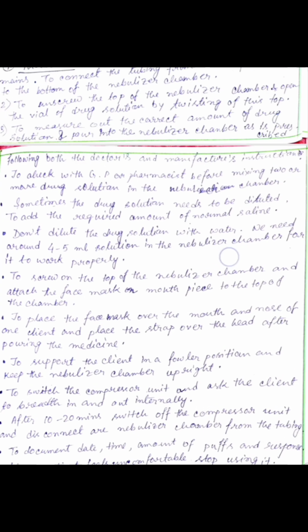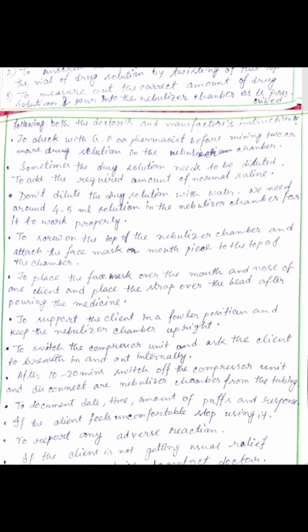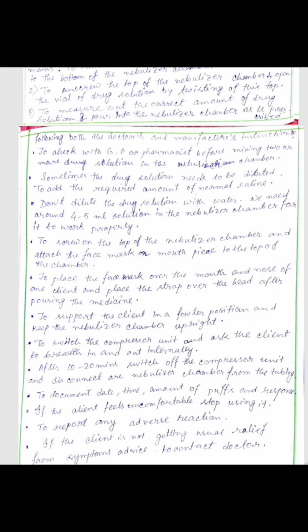Sometimes the drug solution needs to be diluted, to add the required amount of normal saline. Don't dilute the drug solution with water. We need around 4 to 5 ml of solution in the nebulizer chamber for it to work properly. To screw the top back on the nebulizer chamber and attach the face mask or mouthpiece to the top of the chamber. To place the face mask over the mouth and nose of the client and place the strap over the head. After pouring the medicine, to support the client in a Fowler's position and keep the nebulizer chamber upright, to switch on the compressor unit and ask the client to breathe in and out normally.